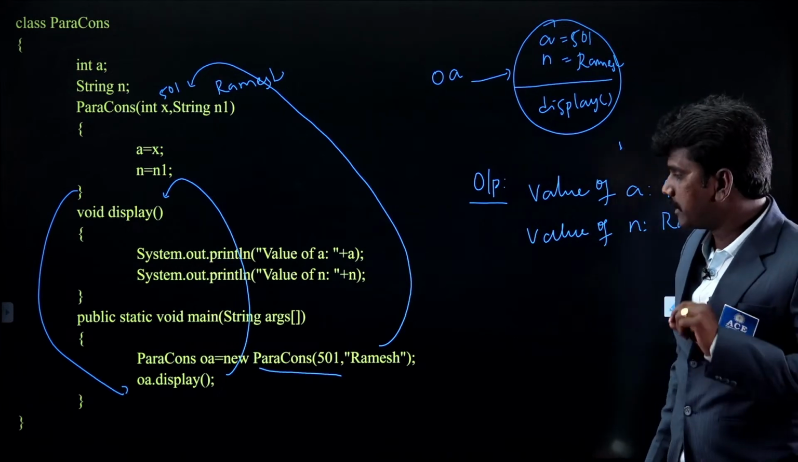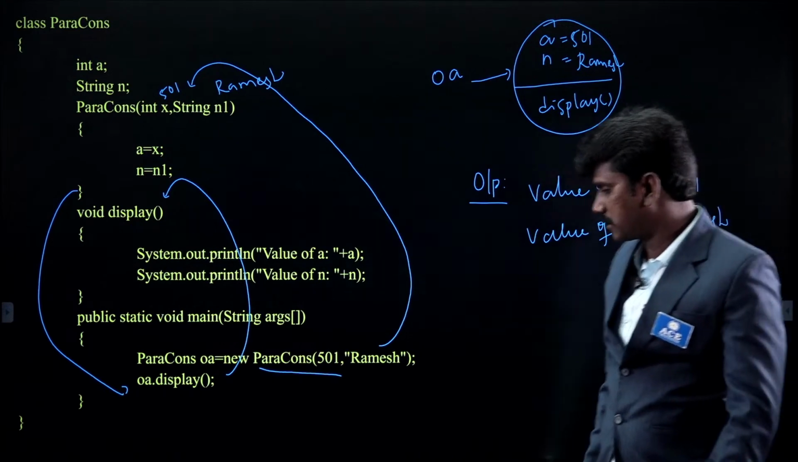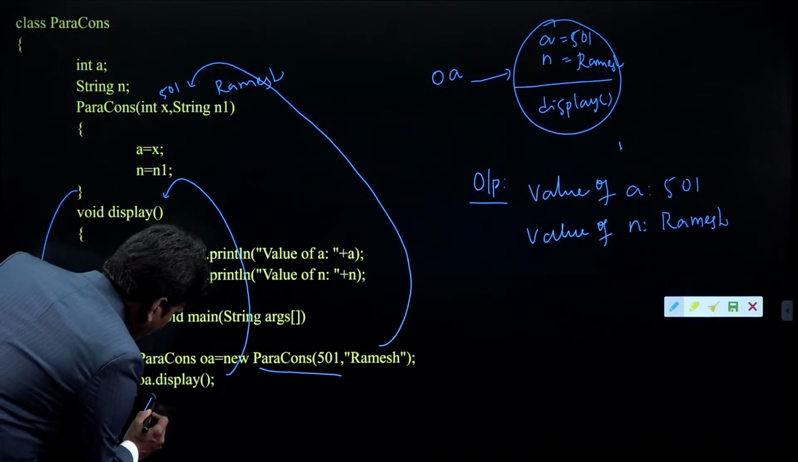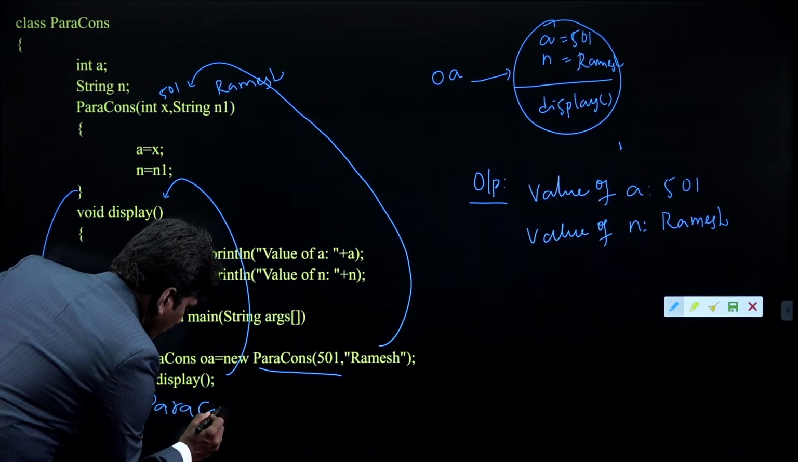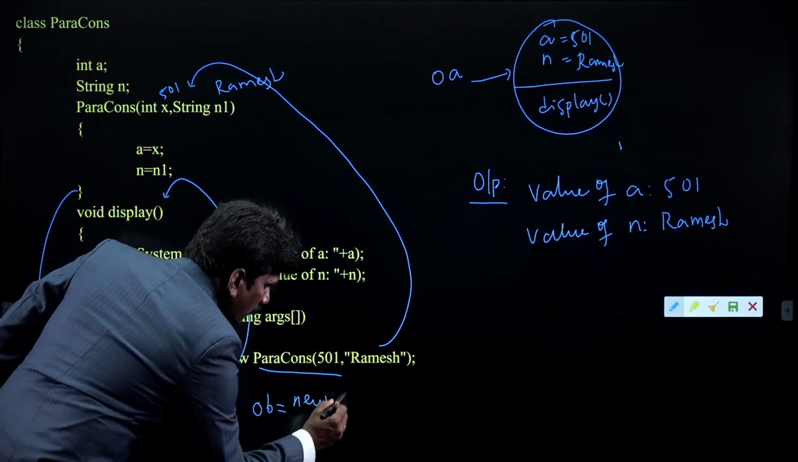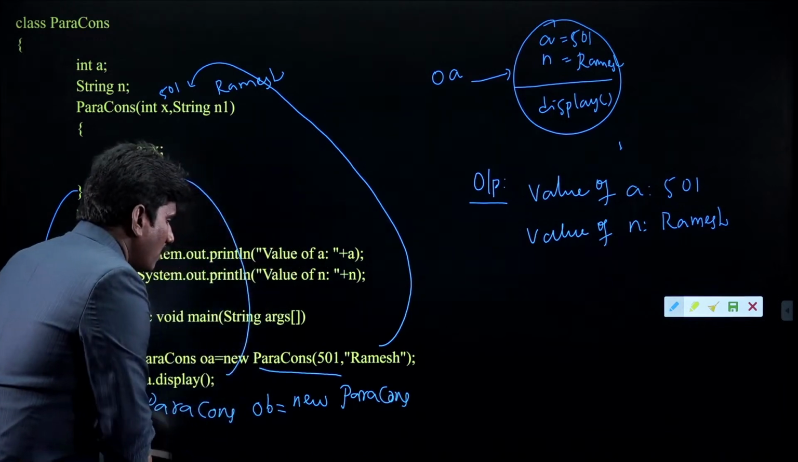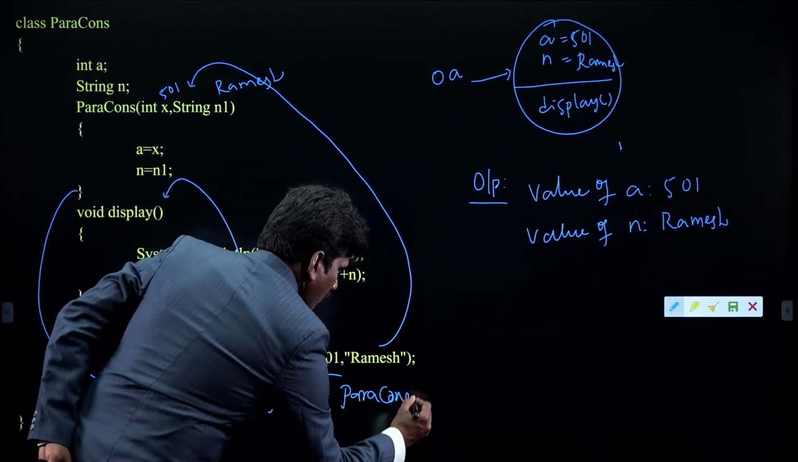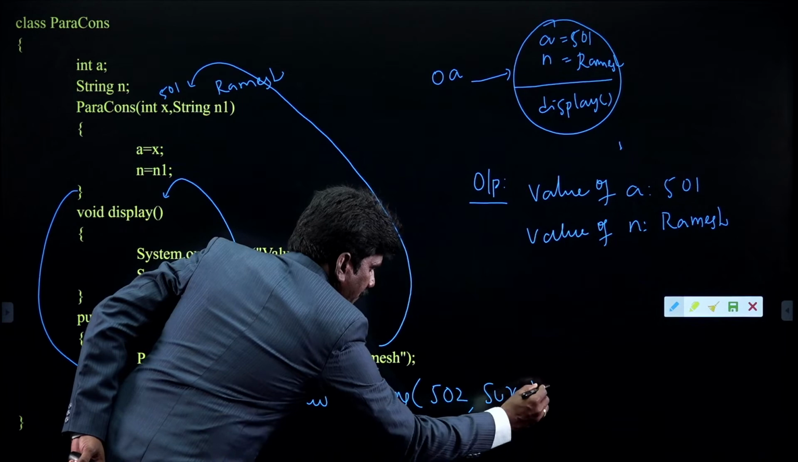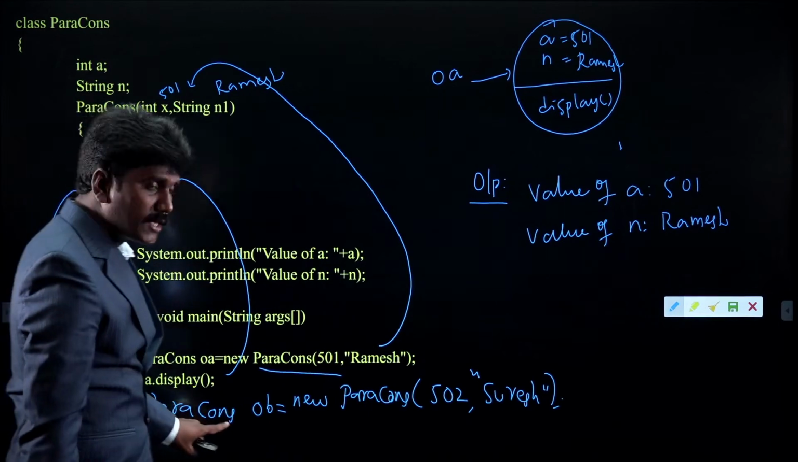For example, I would like to create another object, a second object. Suppose the second object I am creating. Let us see that also. ParaCons OB is equal to new ParaCons(502, Suresh). In this case, what is going to happen?